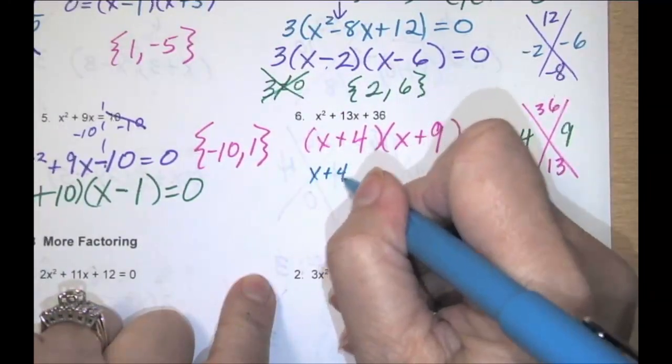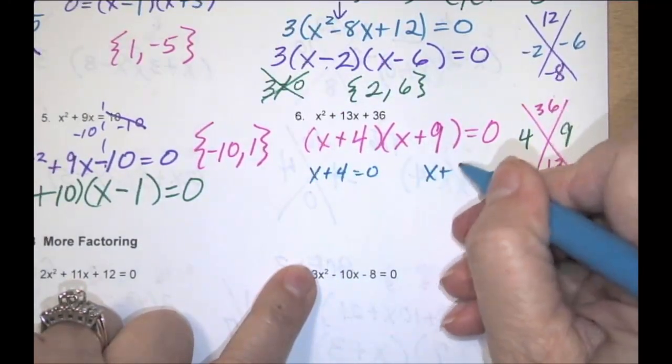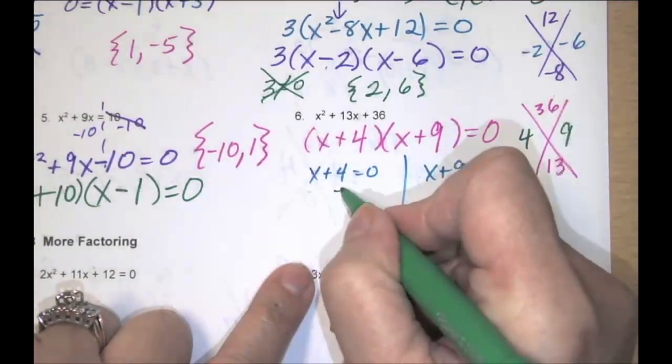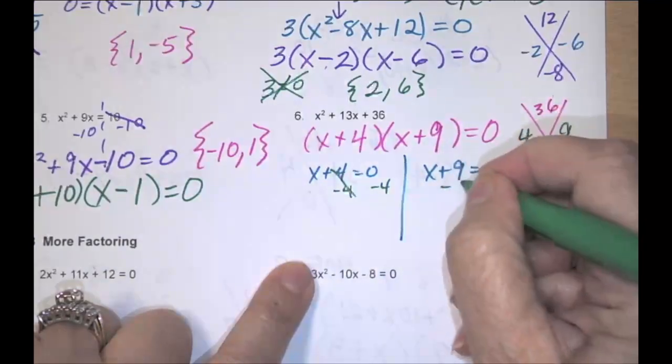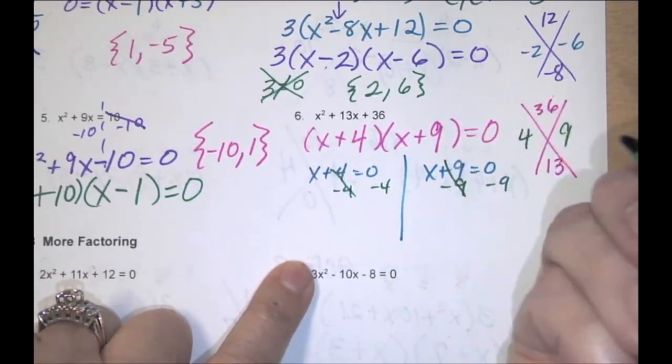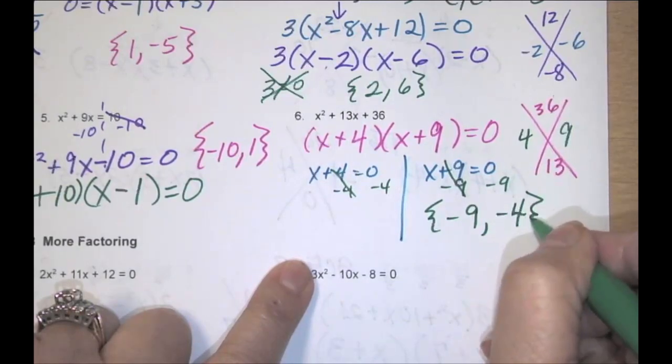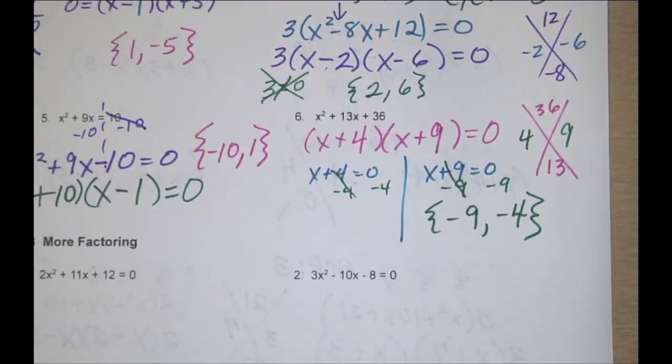So if x plus 4 is 0, x plus 9 is 0, you know that you would do the opposite. Just reminding you here of the solving process. You could have done the shortcut, but I just wanted to remind you. So there's the roots.